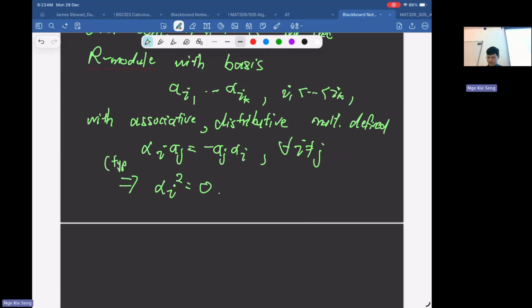Typically, maybe I put typically here. Do you see this in differential manifolds? For differential forms, dx squared, dx wedge dx, is 0. So the identity element here is the empty product of alpha i, the empty word.